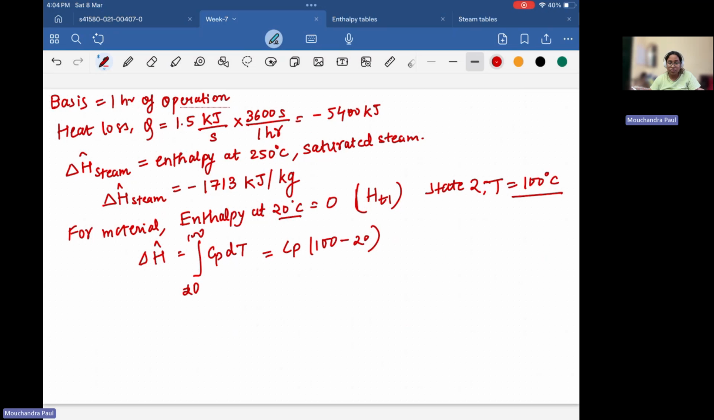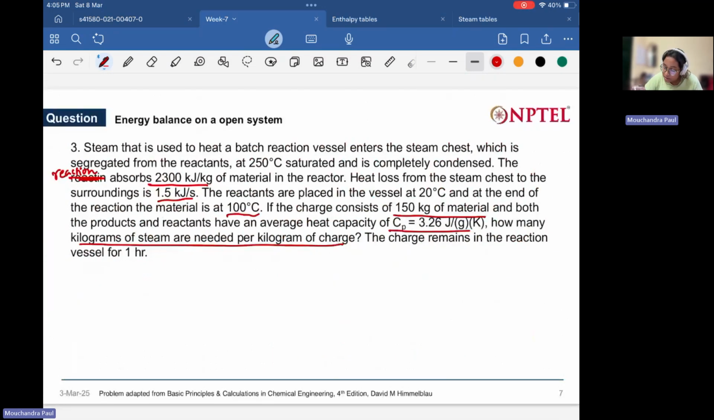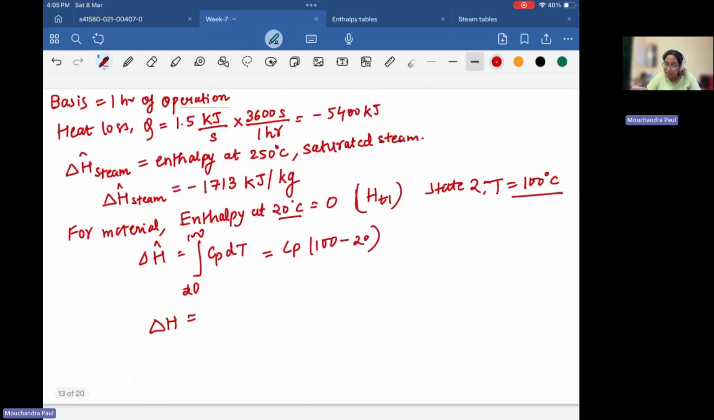Now we can calculate, note this is in terms of specific enthalpy. We can calculate enthalpy by multiplying with mass. So what is the net mass of the material? It is 150 kgs. So 150 kg into Cp. Cp is, from the question, 3.26 joule per gram per degree Celsius.